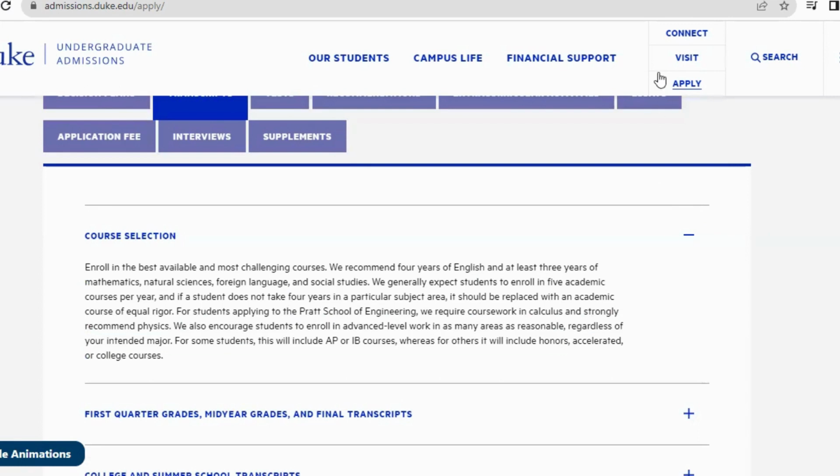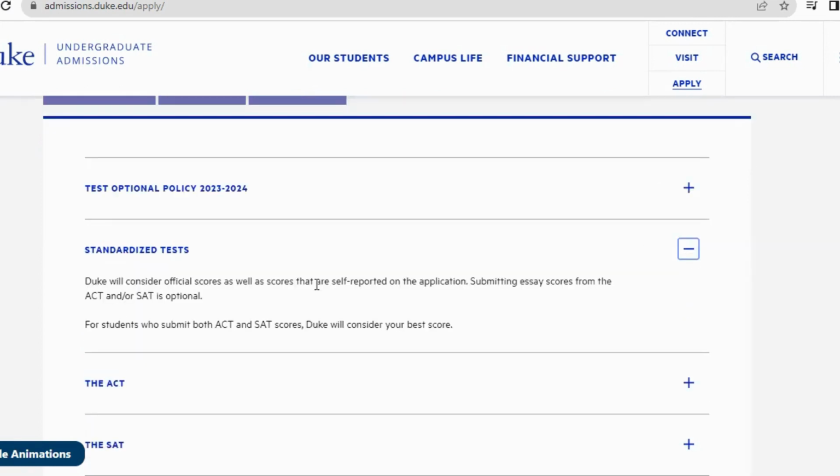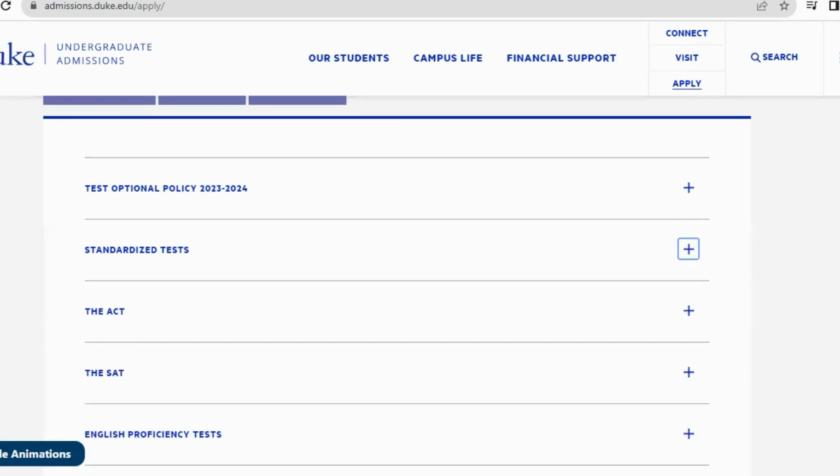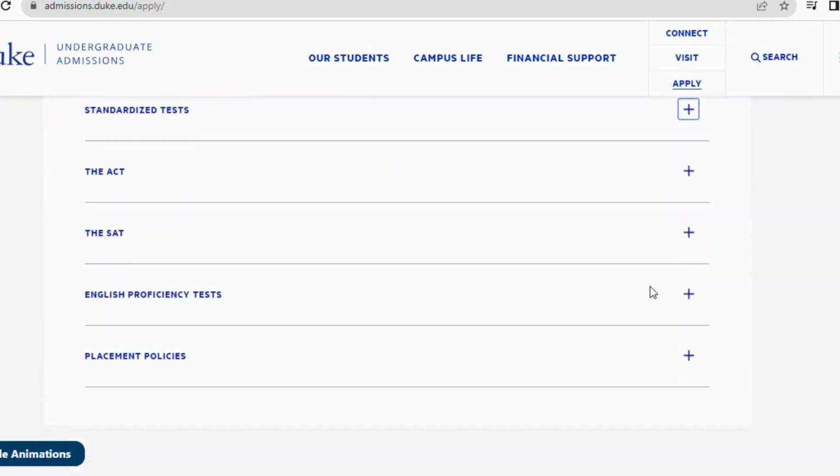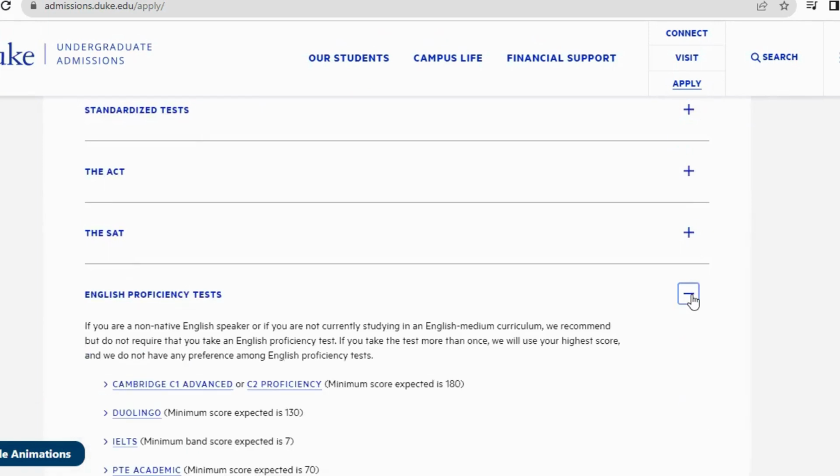college courses. So for the standardized test, says Duke will consider official scores as well as scores that are self-reported on the application. Submitting essay scores from the ACT and or SAT is optional. So for students who submit both ACT and SAT scores, Duke will consider your best scores. Or if you would like to use the English proficiency test, here is the information you have here.